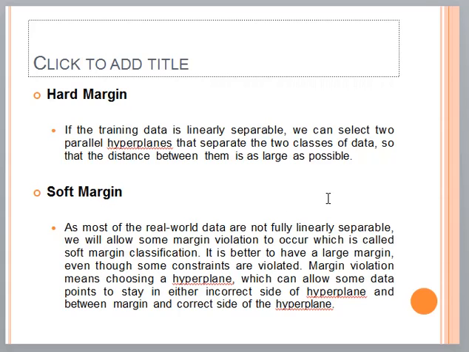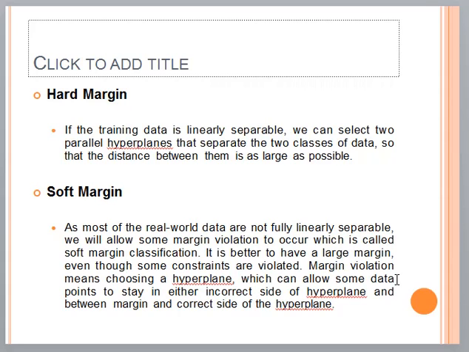It is better to have a large margin even though some constraints are violated, right? So this is a very important point. We can have a large margin if we allow some constraints to be violated, right? Margin violation means choosing a hyperplane which can allow some data points to stay on the incorrect side of the hyperplane, and between the margin and the correct side of the hyperplane.